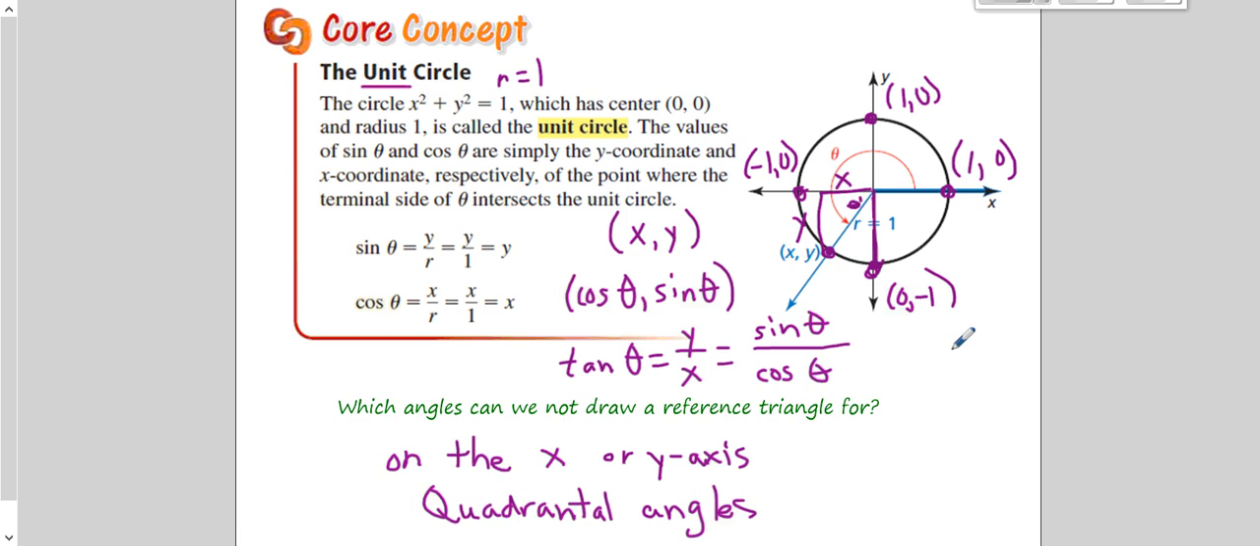All right, unit circles, very, very important. You're going to hear about the unit circle and use the unit circle every day for probably the next 2 weeks, maybe longer.